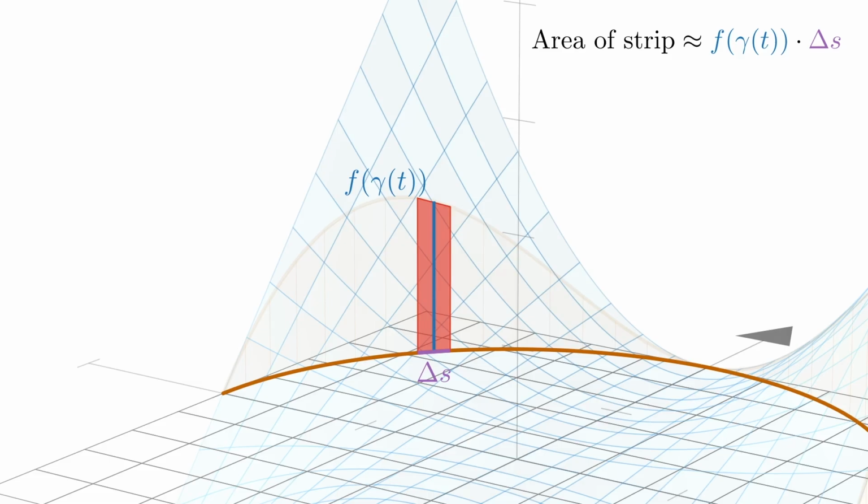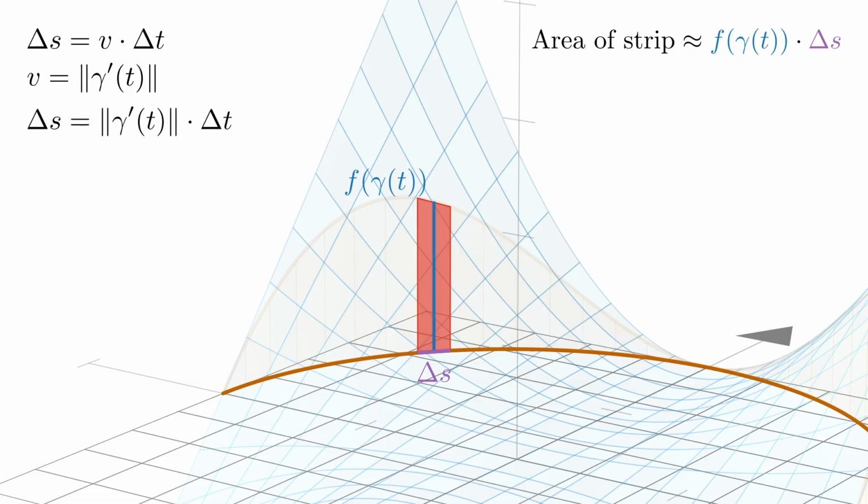But delta s can be rewritten in terms of the parameter t. Over a small time step delta t, the distance traveled along the curve is approximately speed times time. And the speed of the parametrized curve is the norm of gamma prime of t. So delta s is approximately norm of gamma prime of t times delta t. Substituting that into the strip area gives f of gamma of t times norm of gamma prime of t times delta t. But this is only the area of a small strip.